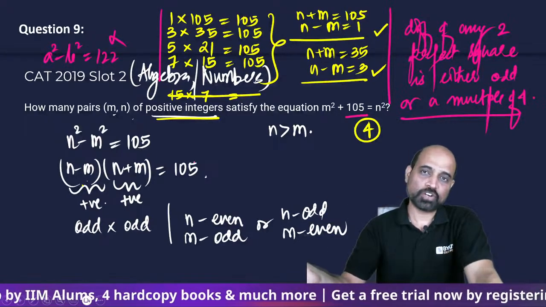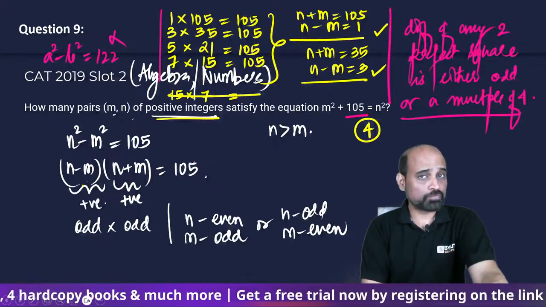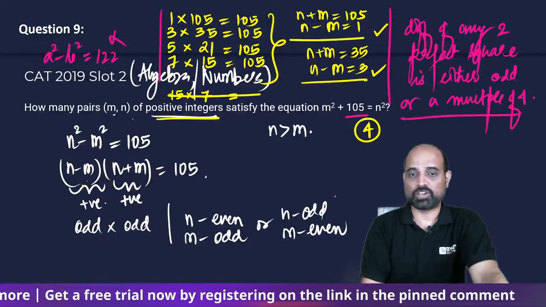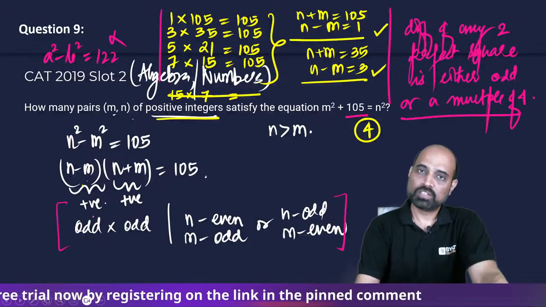Total number of factors of 105 by 2. But I did not have to use factors. I did not have to use the numbers logic. I wanted to use arithmetic logic, the basic even odd concept. So I used it.